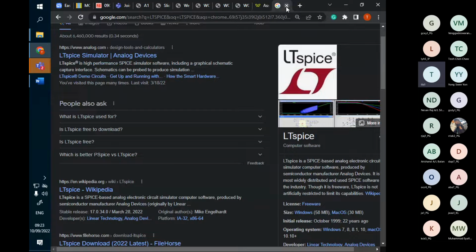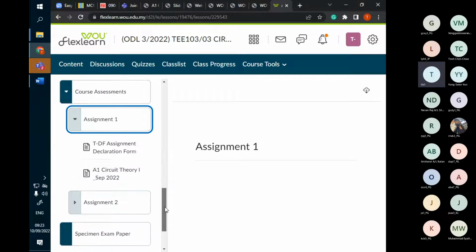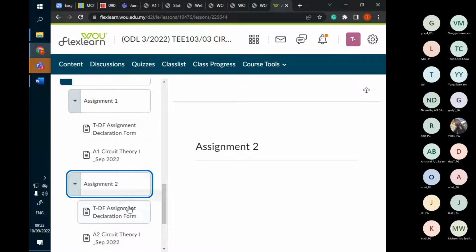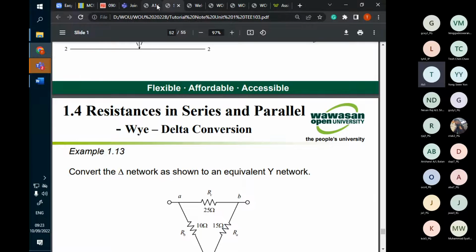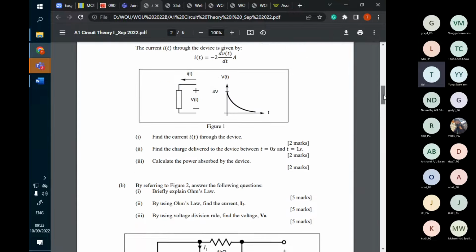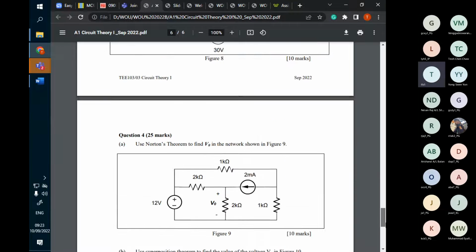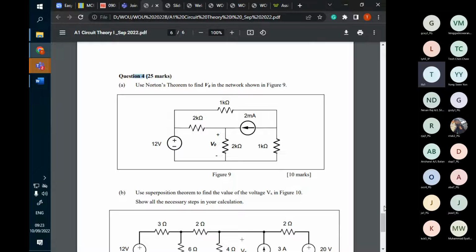Okay, LT Spice and Multisim are for assignment 1. I think it's assignment 1. Oh no, sorry, I made a mistake. Assignment 2. Assignment 2 is the lab plus one or two questions. Assignment 1 is right here. We call it A1. It has 4 questions inside. If you scroll all the way to the end, you can see question number 4. Each question, I think, carries an equal 25 marks.